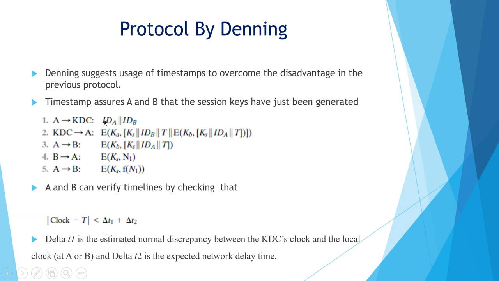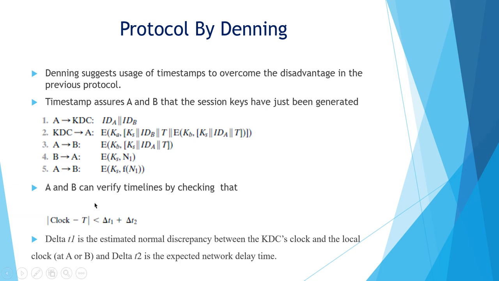A sends to the KDC identification details of A and identification details of B. The KDC sends A an encrypted packet, encrypted with the master keys sent by A and B, which encrypts the session key, identification details of B, and a timestamp. Then A sends B an encrypted packet that contains the session key, identification details of A, and the timestamp, encrypted using the master key from the destination node. Then B sends A a session key with a nonce, and A sends B a session key with a nonce. So here we are making use of only one nonce and a timestamp.